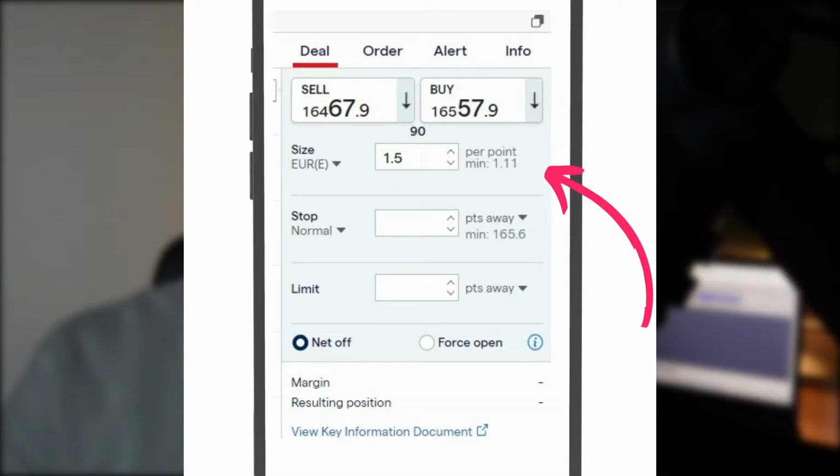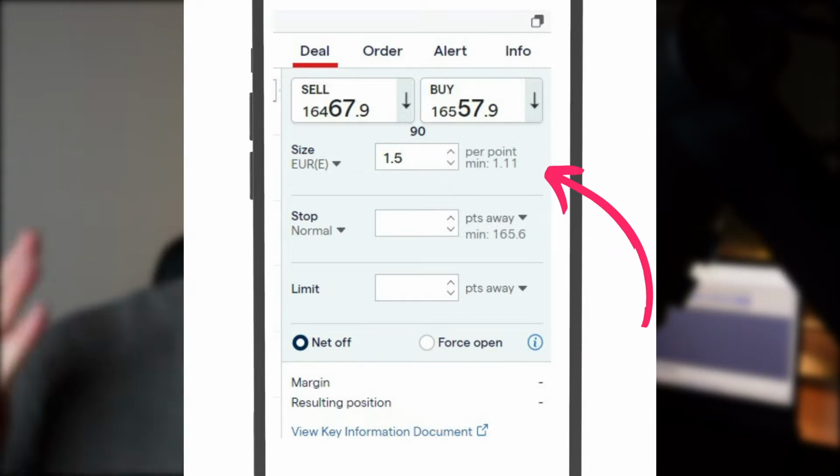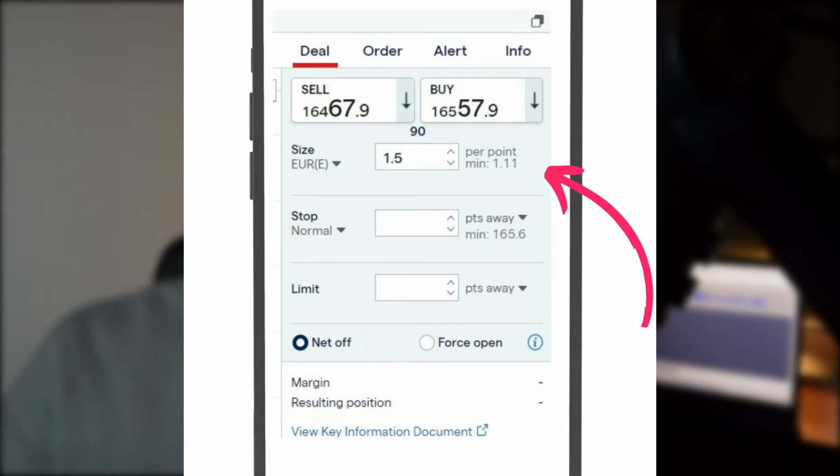Next up, you are going to have to decide how much you want to bet per point of movement of the Bitcoin price. So let's say, for example, I decide that I want to place a bet of €1.50 per point of movement of the Bitcoin price, and I expect the price of Bitcoin to rise. For every point or every euro that the Bitcoin price rises, I will win €1.50. So if the Bitcoin price goes up €1,000 in a day, which we have seen before, I would win €1,500, and conversely, if the price drops by €1,000, I will lose €1,500.